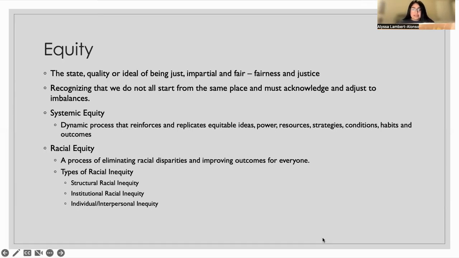And then the last type of inequity is individual or interpersonal inequity. This is the prejudgment, bias, and stereotype or generalization about an individual or group based on race, and how a person perceives others around them in an unfair and unjust way.